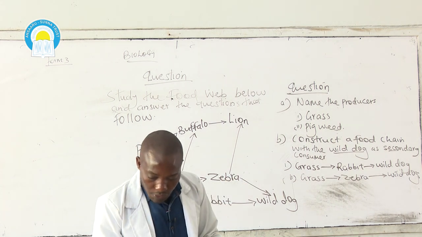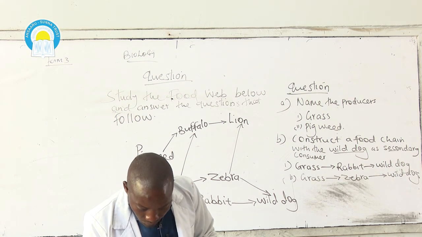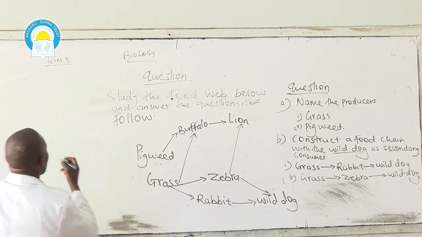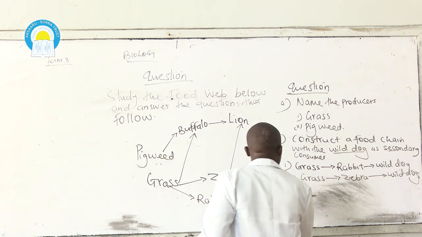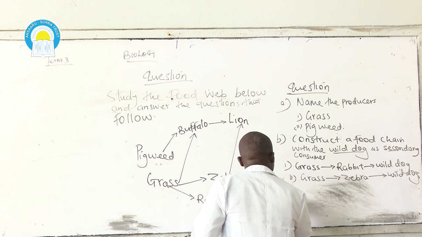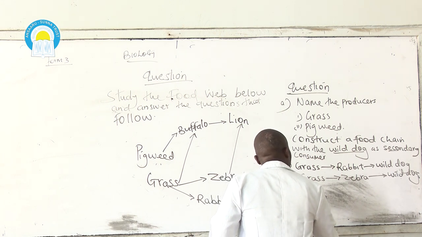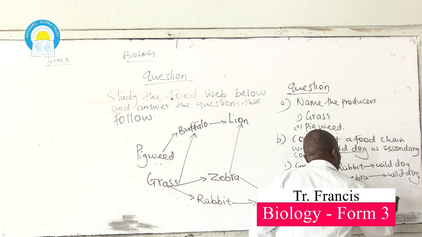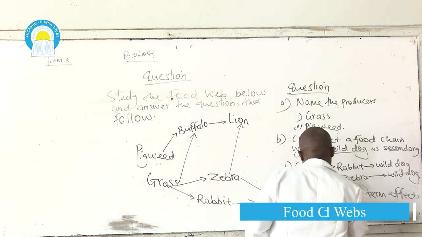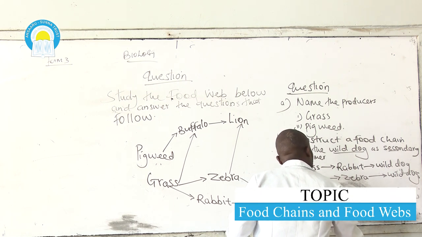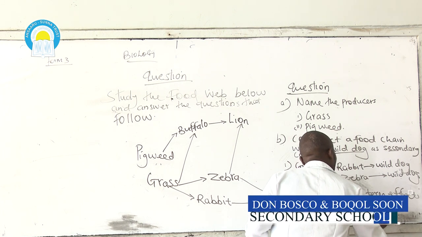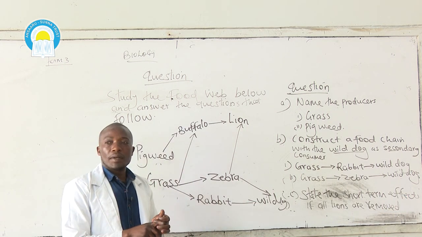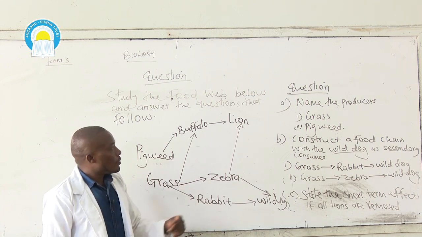Then the last question you can get from a food web is: state two short-term effects on the ecosystem if all lions are removed from this ecosystem. The short-term effects: what will happen immediately in this food web if all the lions are removed?